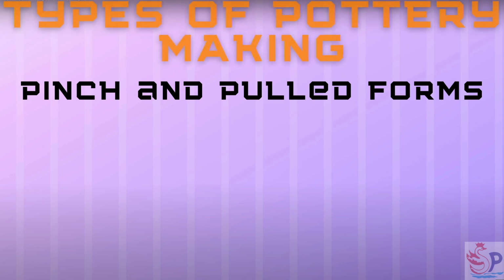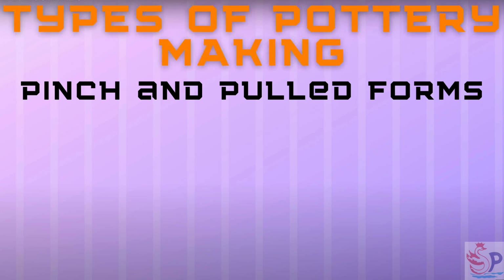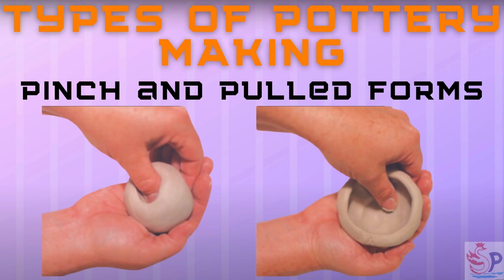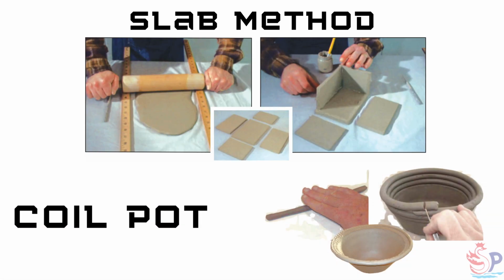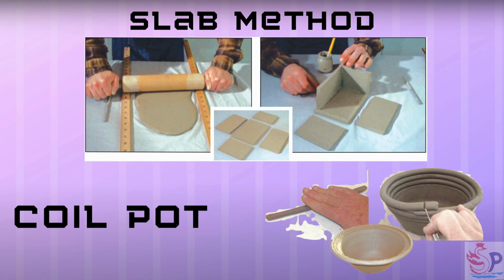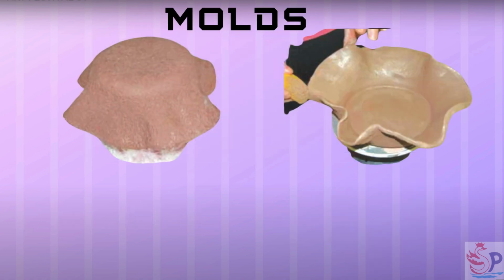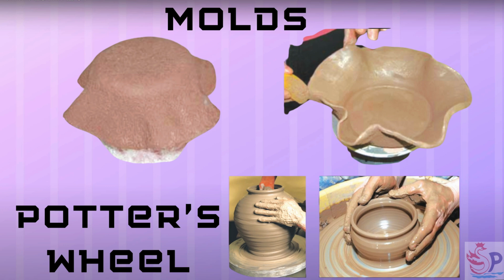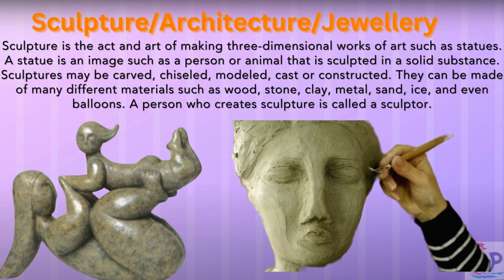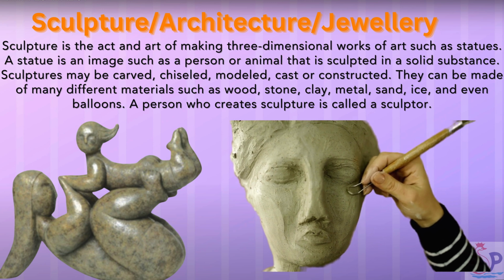Types of pottery making. There are 5 types of pottery making. First one is pinch and pulled forms. Second is slab method. Third is coil pot. Fourth is molds. Fifth is potter's wheel.